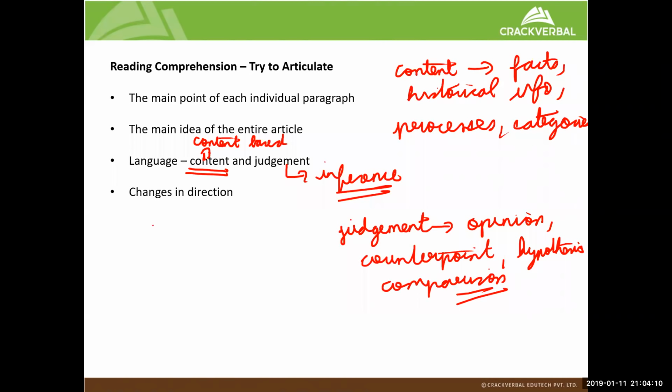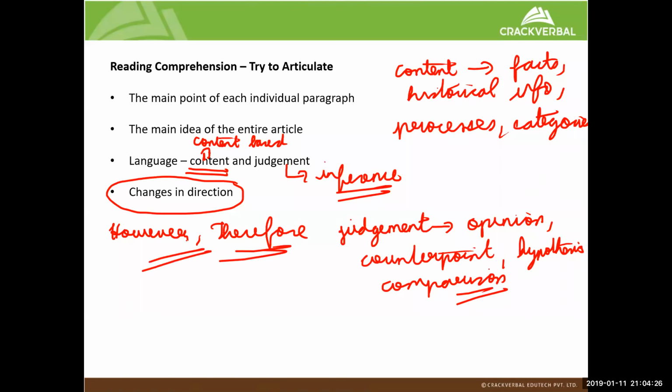And the last is always hold on to parts of the passage where there is a change in direction in terms of thoughts. For example, the author says, however, therefore, instead. When you have transition words like this, that is a change in direction. All of these words basically mean that there's a counterpoint coming about. So you have to be very careful and hold on to these transition points, because most of your traps would lie here. If you forget the transition points, you'll fall for the traps in a reading comprehension question.